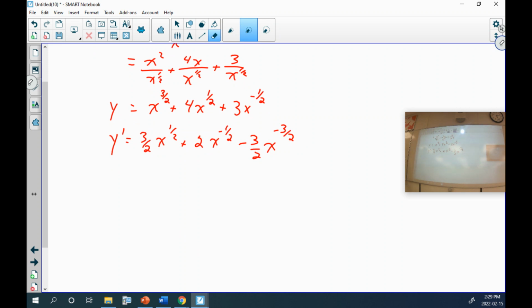And yes, I could turn this back into a polynomial by taking out 3 halves x to the negative 3 halves. That would be x squared plus 4/3 x to the 1 minus 1. Not perfect by any stretch, but it does work.